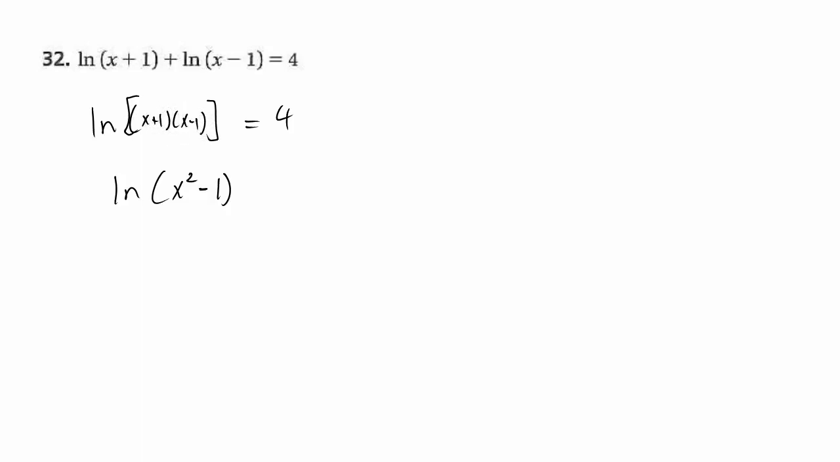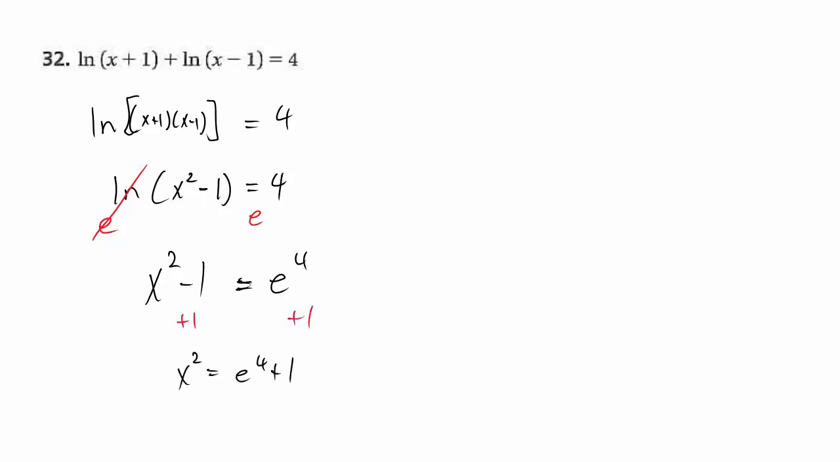And then we do the same thing we did before to get rid of natural log, because the base of natural log is e. So do e to that power, and then these cancel out. It drops down to x squared minus 1. Here we have e to the 4th on the right side. And then move the 1 over, then square root both sides.